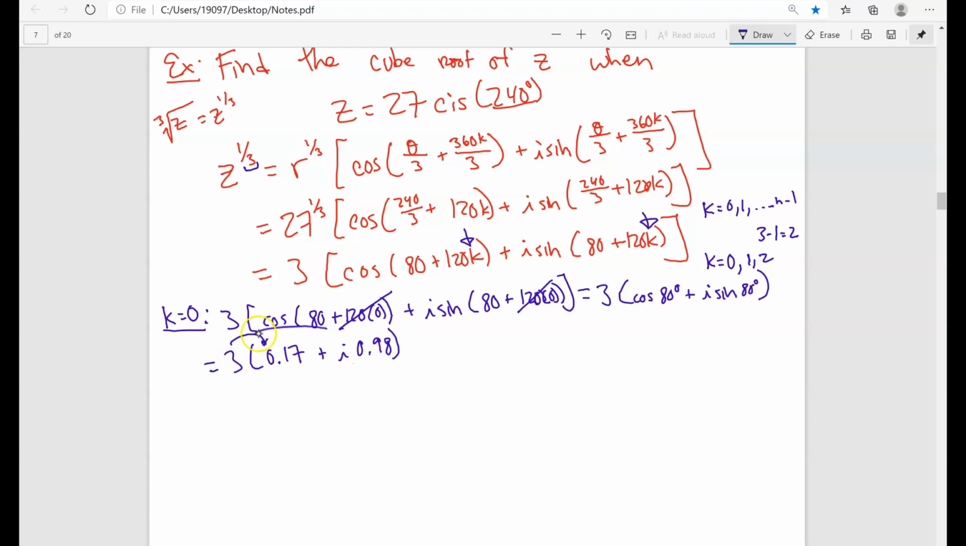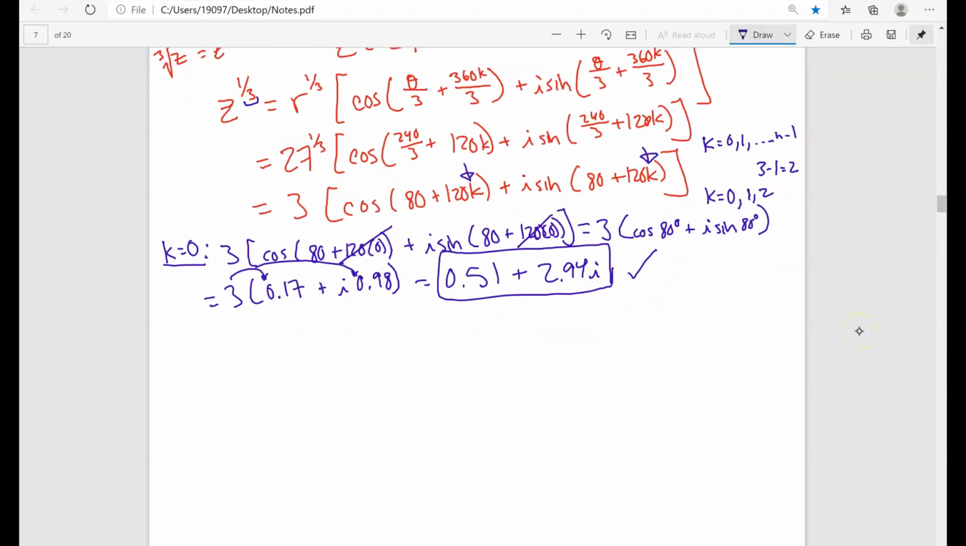And then let's multiply this out. So you're going to have 3 times 0.17. That gives me 0.51. Plus, and then 3 times 0.98. That's going to give me 2.94. And this is I. So this is the complex number, the first complex root. Okay, so if I were to take the cubed root of this, this is going to be the first root.